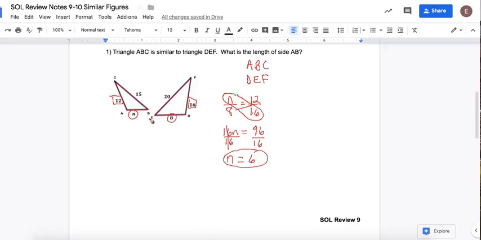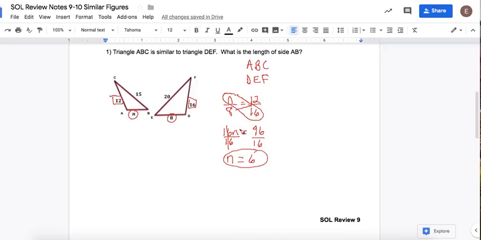And one thing I want you to notice is the ratio of the small triangle to the big triangle. This is 6, this is 8, that simplifies to 3/4. 12 to 16 also simplifies to 3/4. And 15 to 20 also simplifies to 3/4. So they all carry the same ratio.